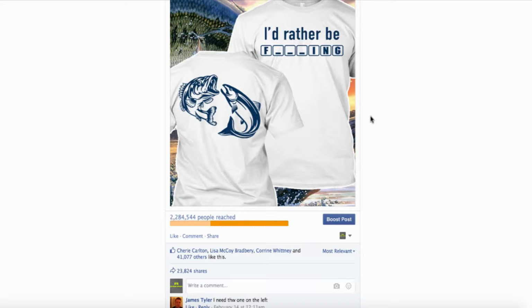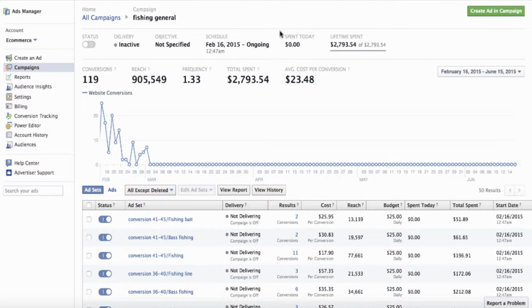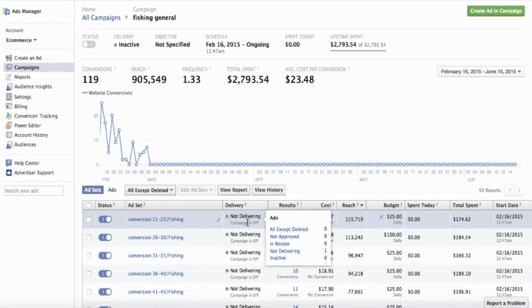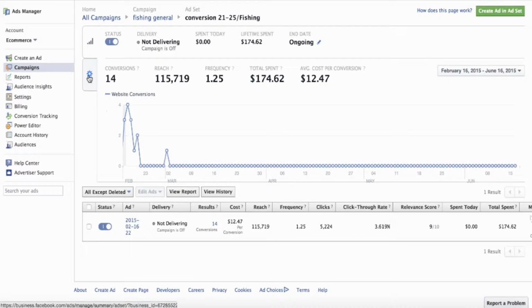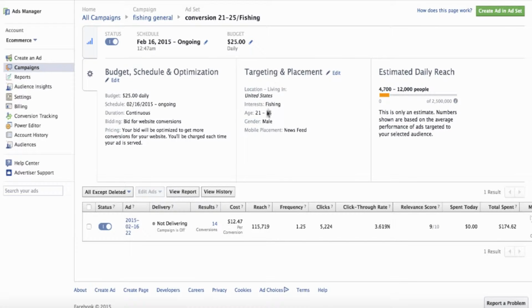Let's go ahead and click into the ad itself, and let's take a look at what happened in the scaling process. Now, like I said, Facebook conversion tracking is a little bit off, but that's fine. Let's go ahead and take a look at one of the top performing campaigns with my broad interest phishing. So we have the broad interest phishing here. You see I'm targeting males 21 to 25.